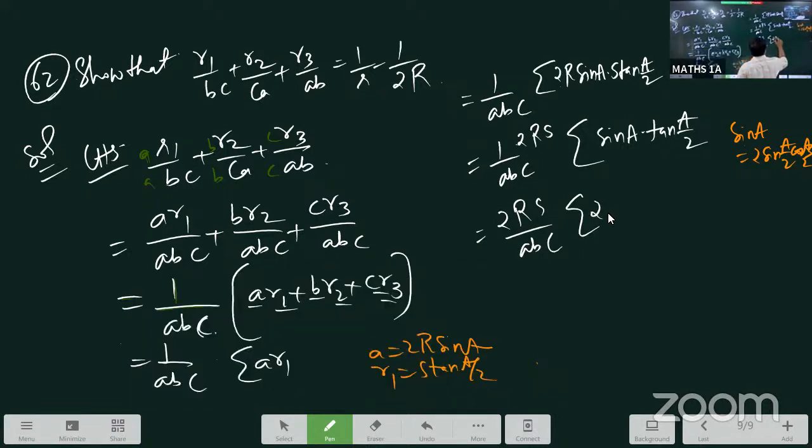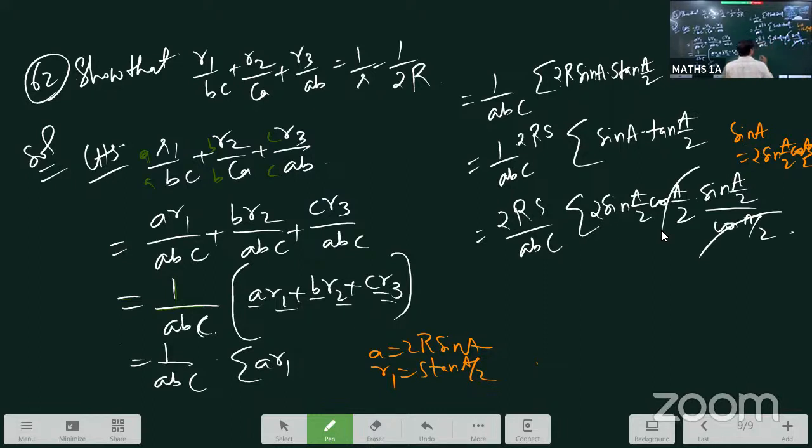That is nothing but 2 sin A/2 cos A/2 into tan A/2. I will write it as sin A/2 by cos A/2. The cos A/2 cancels. The 2 I write outside: 4R summation. Now sin A/2 into sin A/2 is sin square A/2.